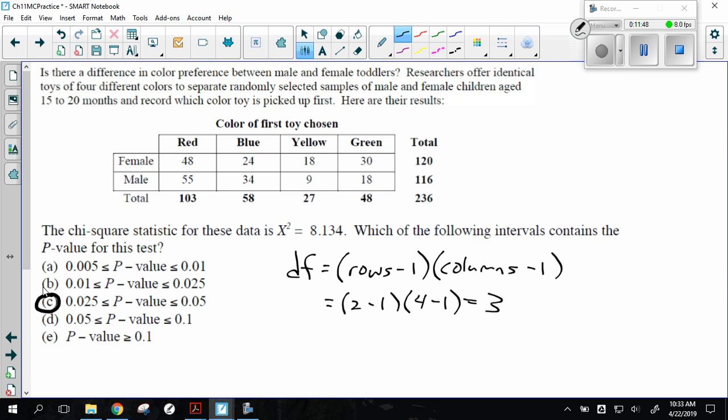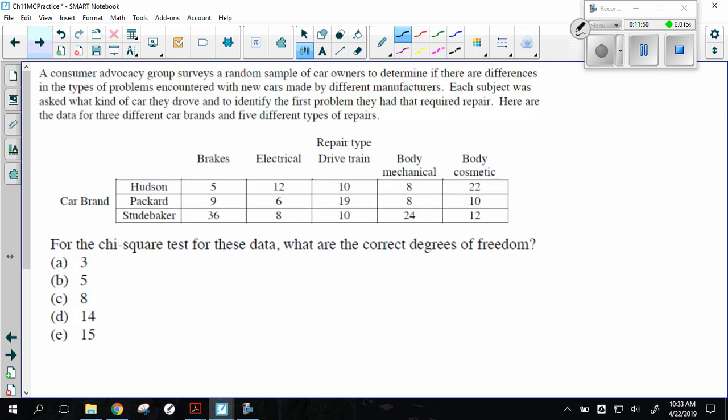Moving right along. For the chi-square test for these data, we've got a different scenario here. We have some old car brands, really weird, Hudson, Packard, and Studebaker, which are not car brands anymore. I don't think any of those make them. I think they got absorbed by larger car companies, but that doesn't matter. It's probably not even right.